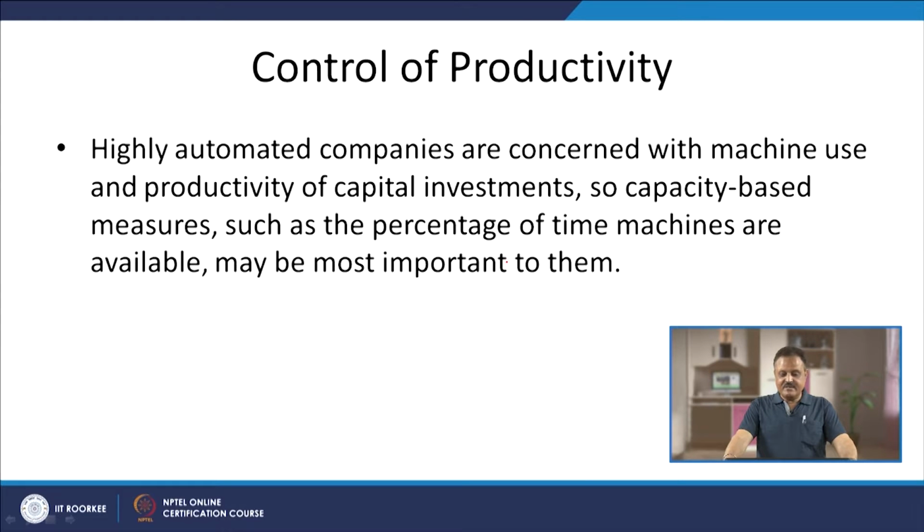Highly automated companies are concerned with machine use and productivity of capital investment. So capacity based measures such as the percentage of time machines are available may be most important to them.